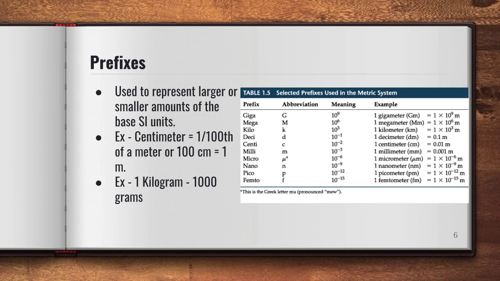So for example, a centimeter is 1/100th of a meter. The root cent, like if you think like cents in a dollar, there's 100 cents in $1.